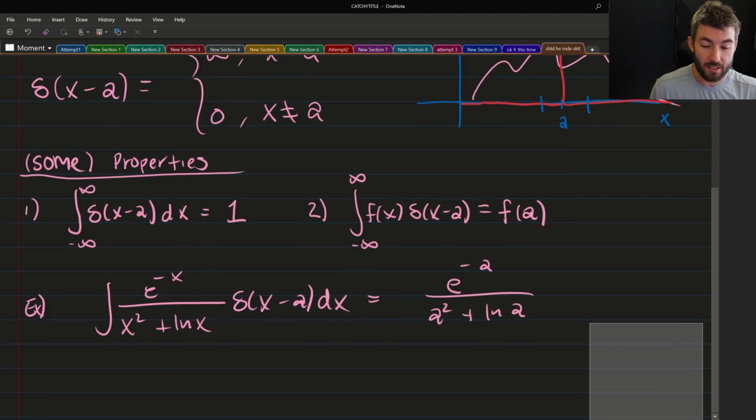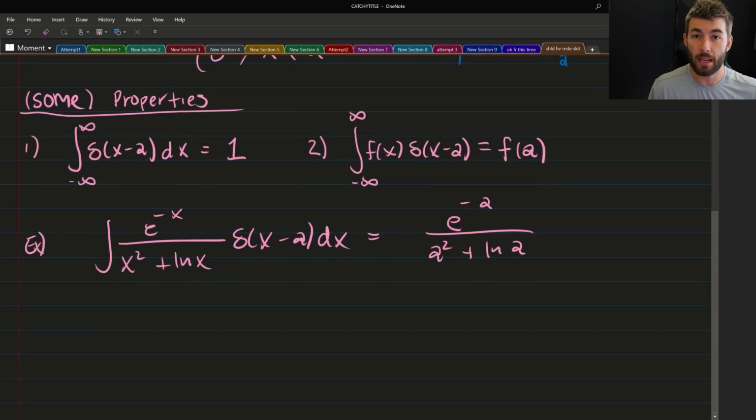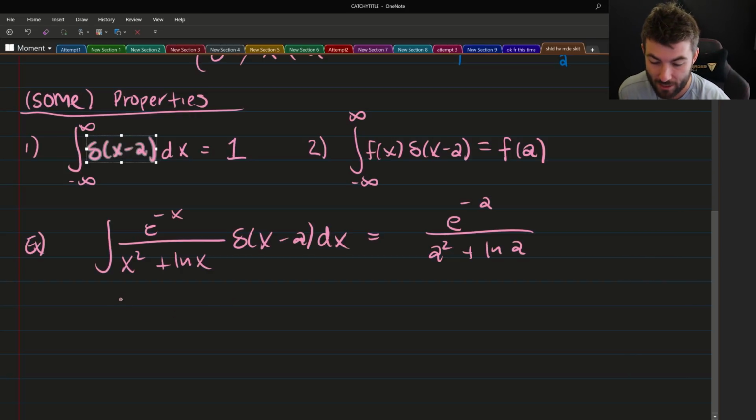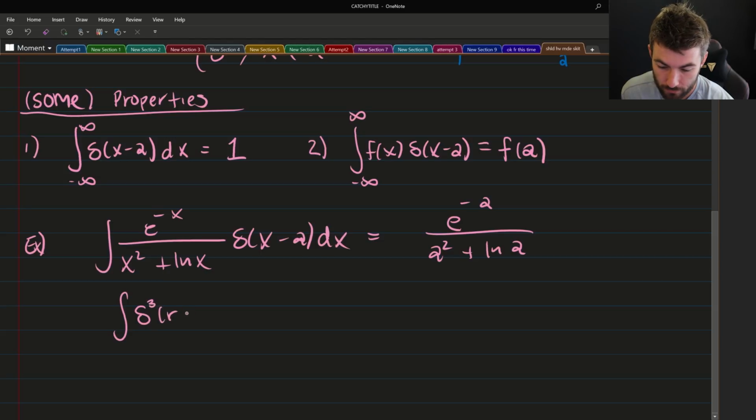And if we're describing something's position in a three-dimensional space, we're going to have one delta function for each coordinate. So if we have a product of 3 delta functions, that's going to be the same as, you may see it denoted, δ³(r minus a vector), d³r.